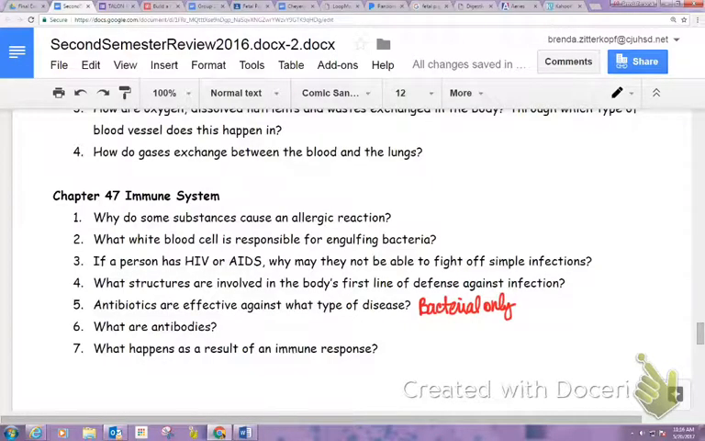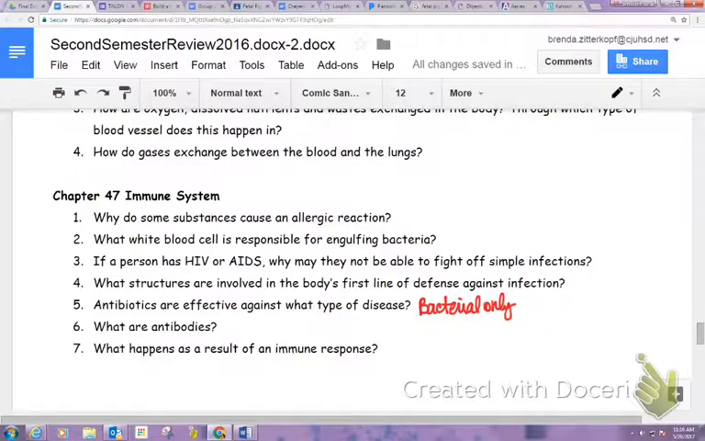So if you have a cough and a runny nose and maybe a little fever and some body aches, and you've been sick for a couple of weeks and you're just kind of suffering through it, you don't have a bacterial infection. You have a viral infection. You can go to the doctor and they can give you cough medicine and something to help with your aches and pains, but you absolutely should not be taking antibiotics. Antibiotics are completely useless against viral diseases.